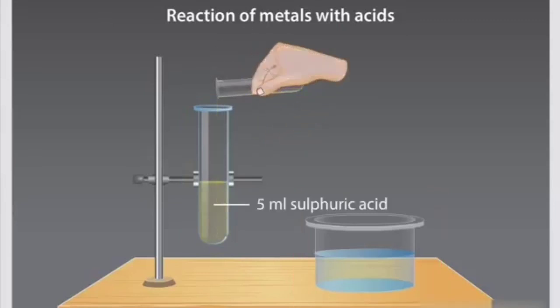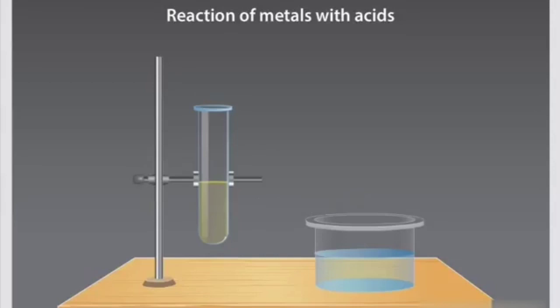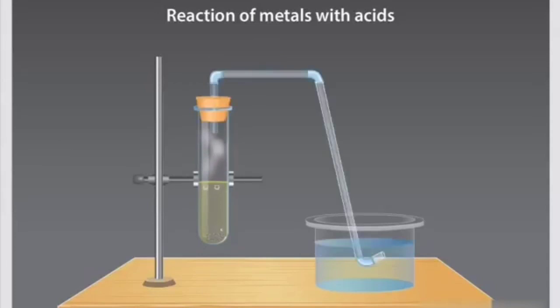Pour 5 ml of dilute sulfuric acid into the test tube and 20 ml of soap solution in the beaker. Now drop small pieces of zinc granules into the test tube. What do you observe? You will see bubbles in the test tube. Now allow the bubbles to pass through the soap solution kept in the beaker.